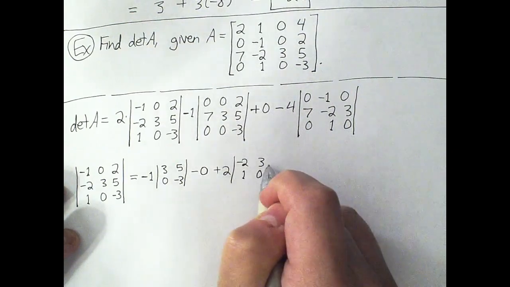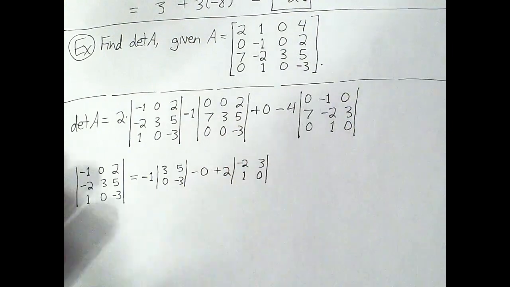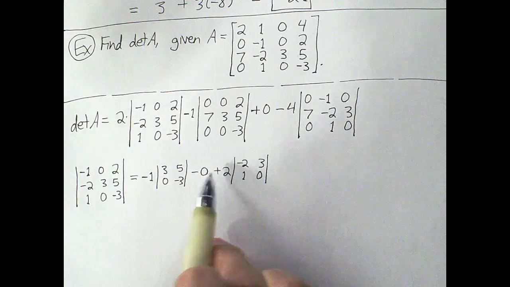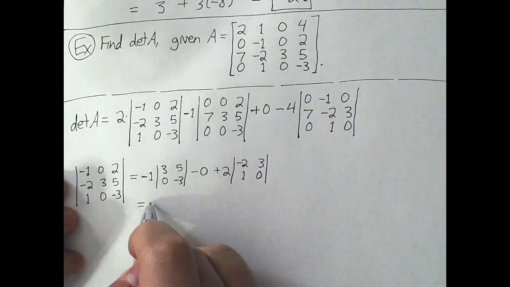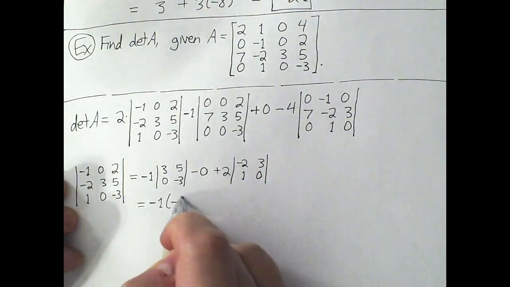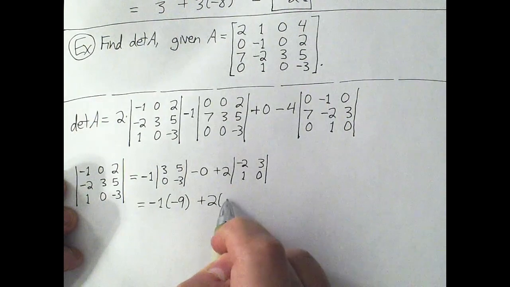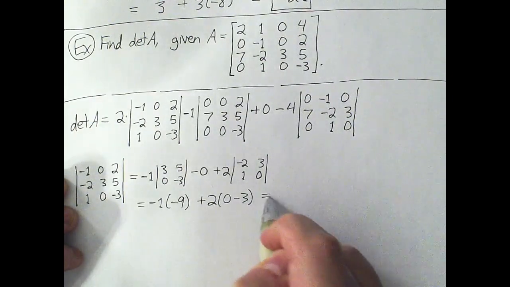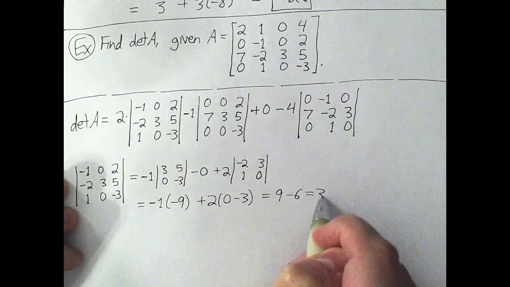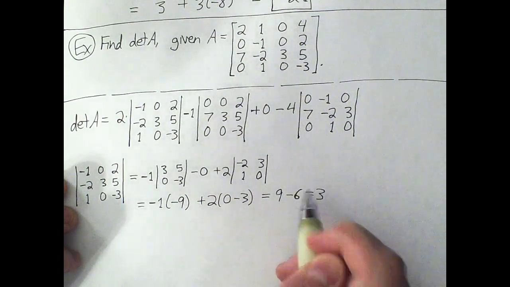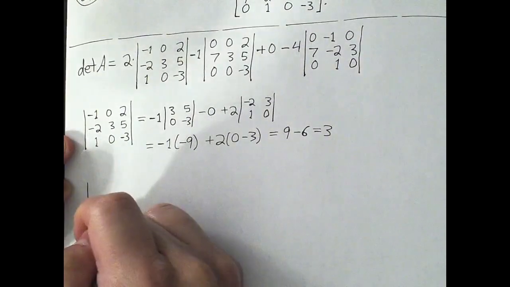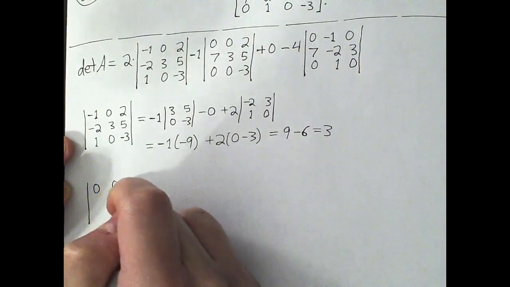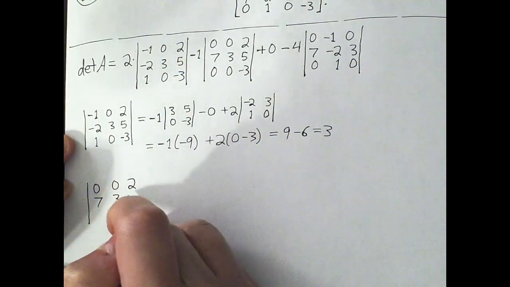It's starting to feel like it's really nice when you're doing a problem and it has a bunch of zeros in it. Doesn't that seem nice? Zeros mean we get to just skip a part. So I get -1 times -9 plus 2 times 0 minus 3. I get 9 minus 6. I get 3. All right, so that part of the problem is 3. Let's move on to the next part of the problem, which is another 3 by 3 determinant. 0, 0. Oh, I'm looking forward to this one because it has zeros in it.